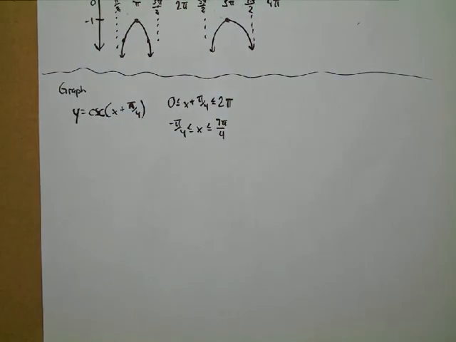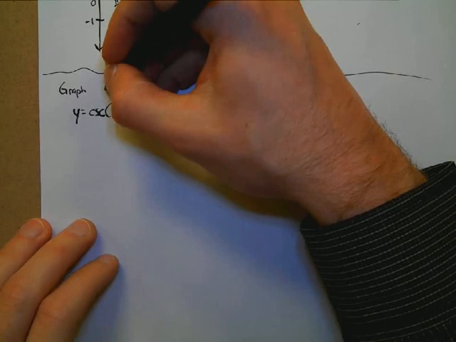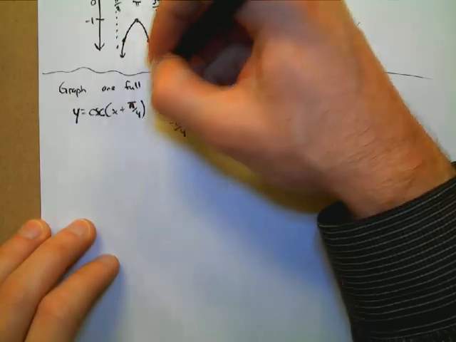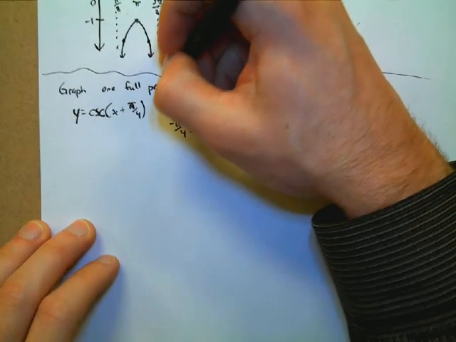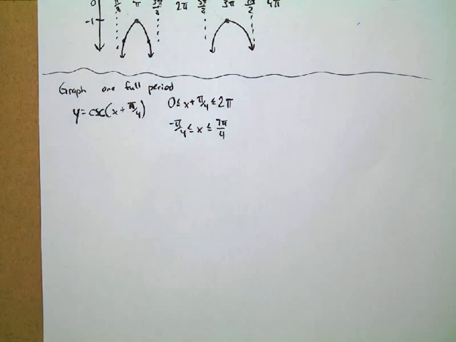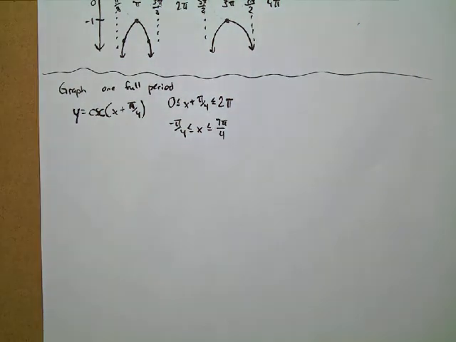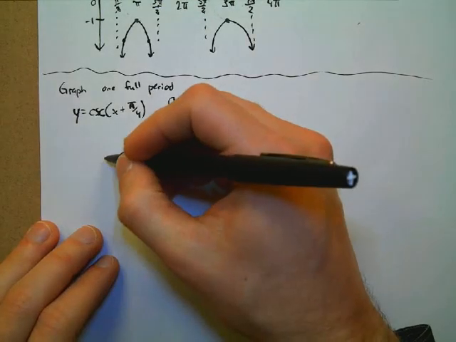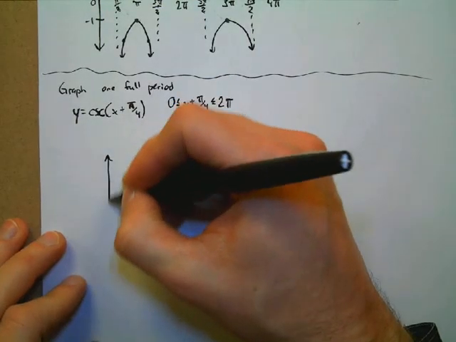Okay, one full period here. So when we go to set up our axis here, we're not shifting up or down, so we don't have to worry too much about moving our x-axis up or down. But we are going to have some negative x values, so we want to take that into account. Okay, so I'll say negative pi over 4 is right there.